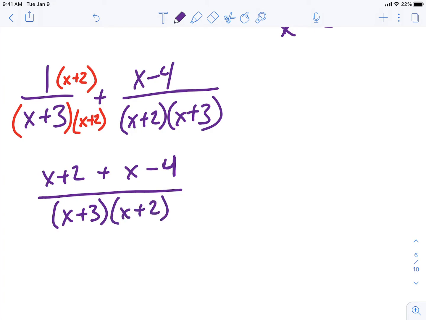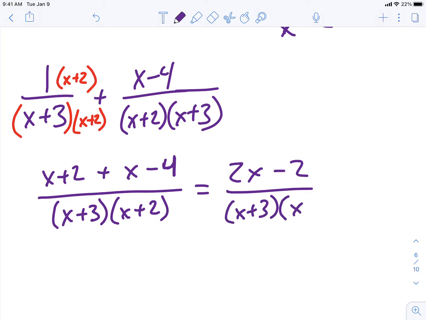And then I can finish this by just combining like terms, right? The x and the x add together to make 2x. The 2 minus 4 makes a minus 2, all over x plus 3, x plus 2.